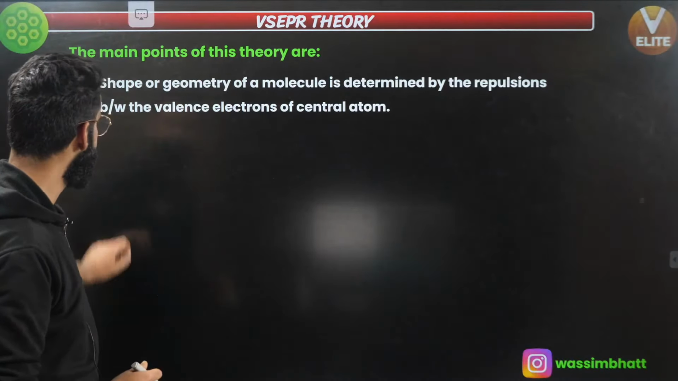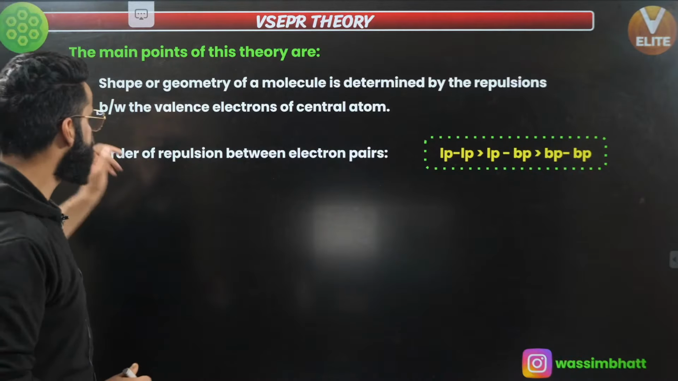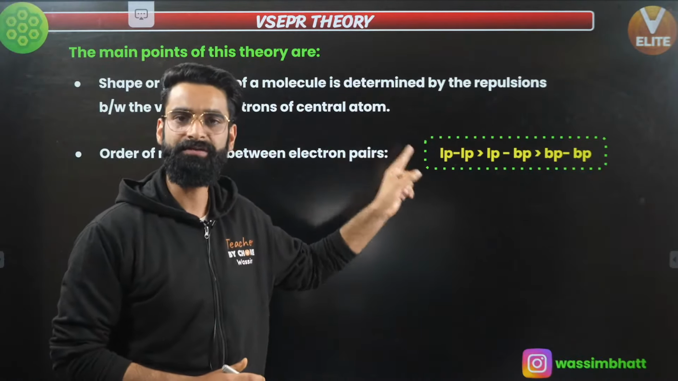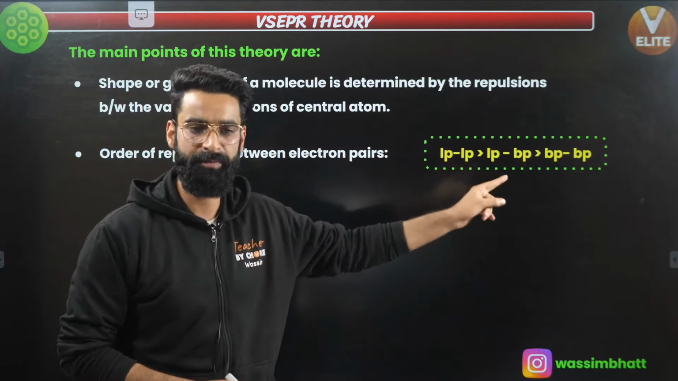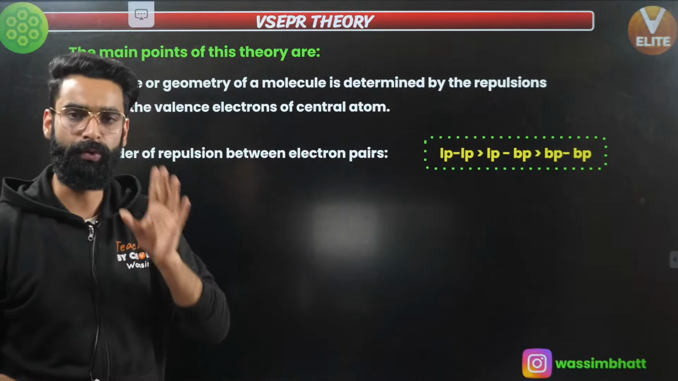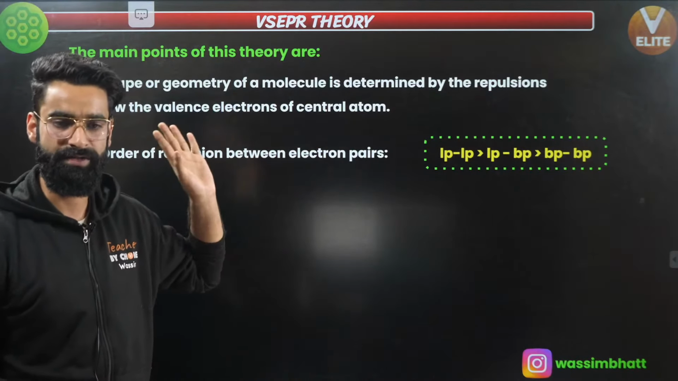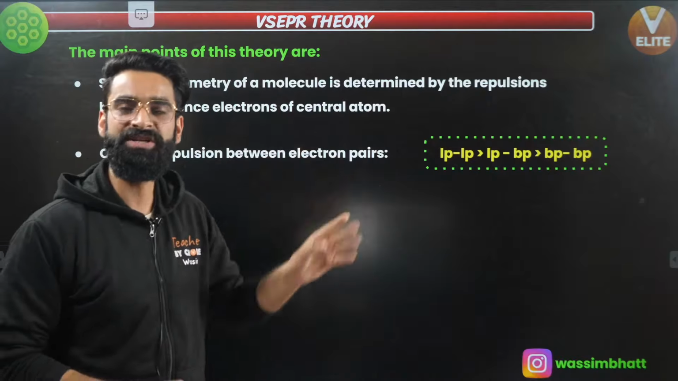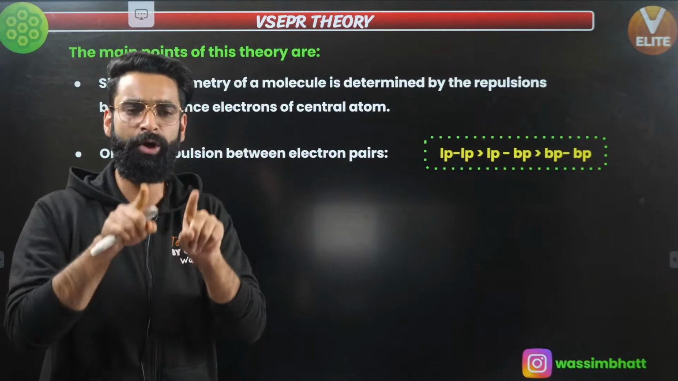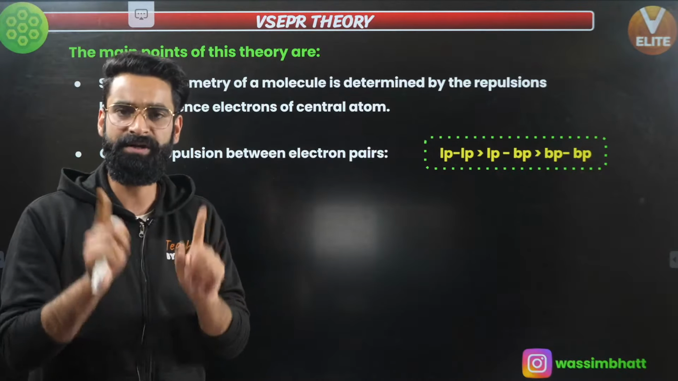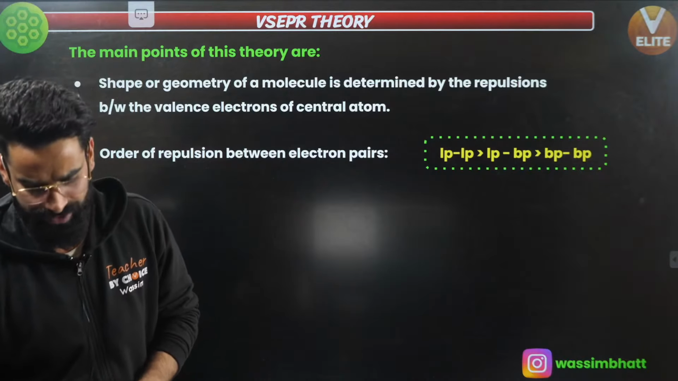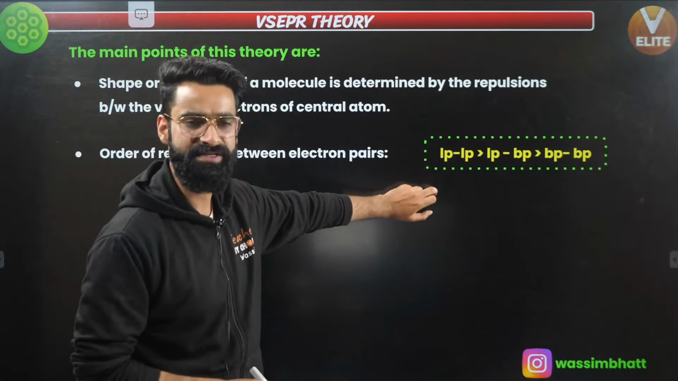Perfect, have a look. Now, the order of repulsion between these electron pairs: lone pair-lone pair repulsion is maximum, followed by lone pair-bond pair. This is the order of repulsions which you need to remember from now onwards. The repulsion between two lone pairs is maximum, followed by the repulsion between one lone pair and one bond pair, followed by the repulsion between bond pair and bond pair.